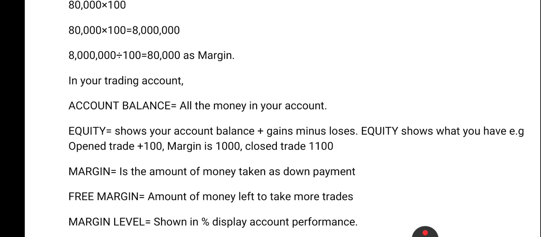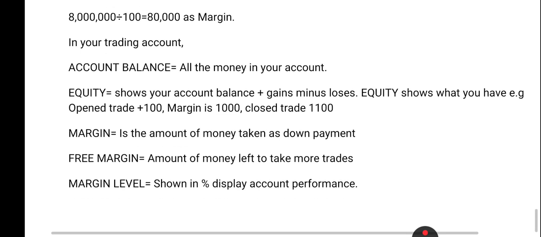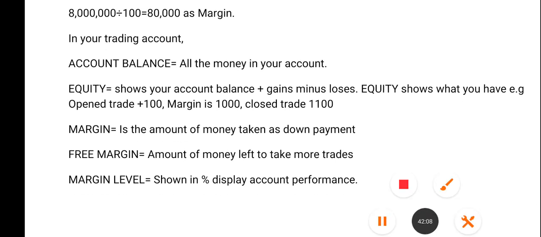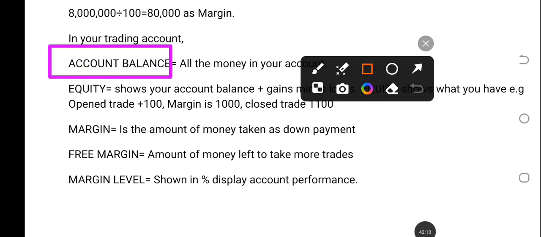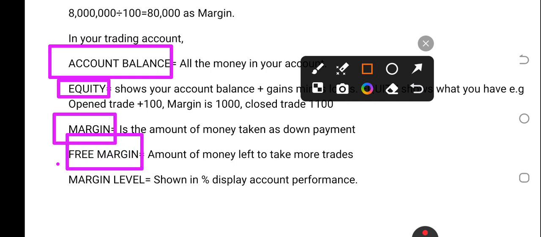Okay. Now, account balance. All the money in your account is your account balance at the start of every trade. Now, the equity shows your balance. All these are what you are going to see on your trade platform: account balance, equity, margin, free margin, and then margin level. All of this you are going to see just below your trading platform.